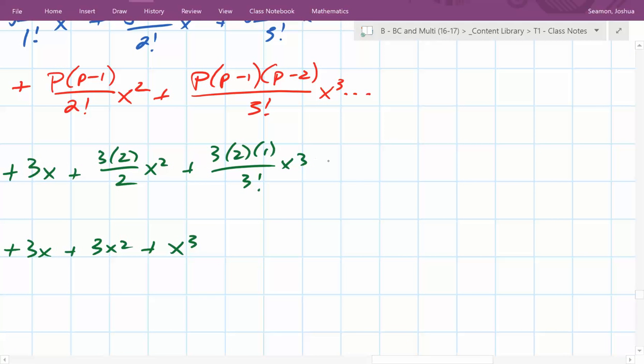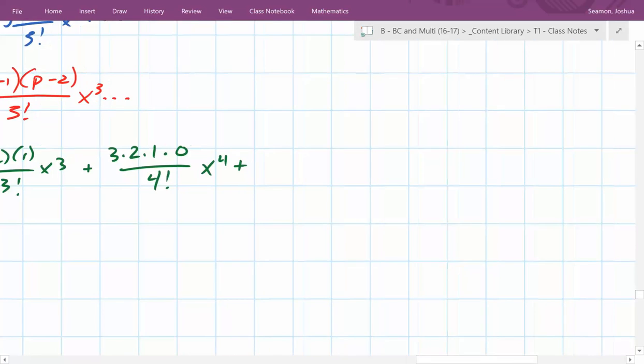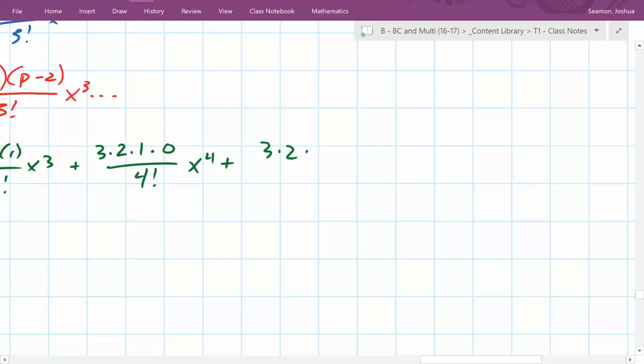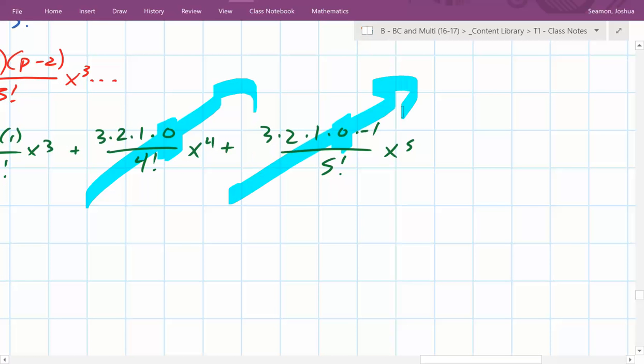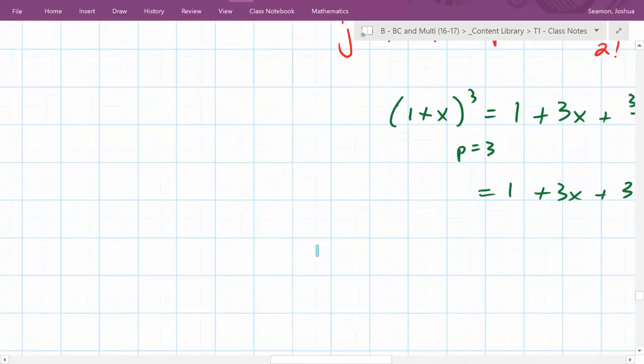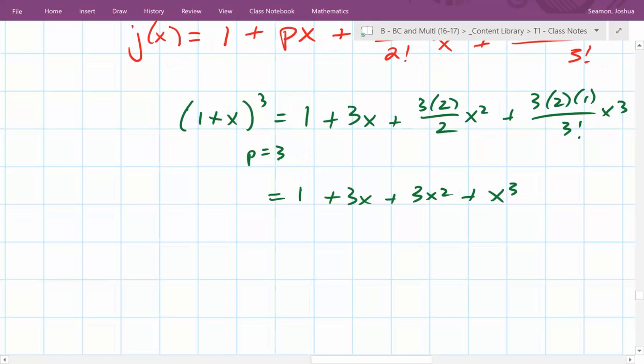What would be the next term if I wrote it out? This goes on forever, theoretically, right? So it would be 3 times 2 times 1 times 0 over 4 factorial x to the fourth. What would be the next one after that? 3 times 2 times 1 times 0 times negative 1 over... What are all of those? 0. Why? The zeros are there, so those all go away, gone. So what did we just show? That's it. 1 plus x to the third is that.